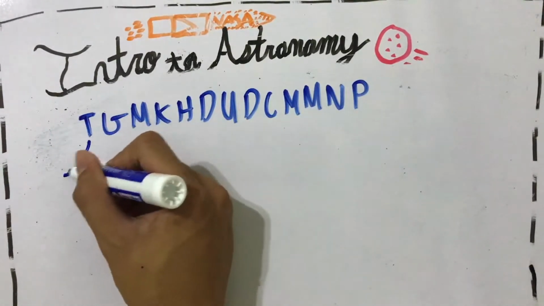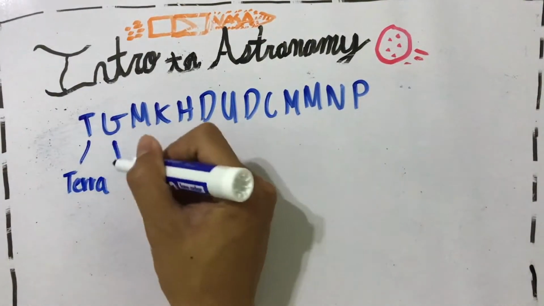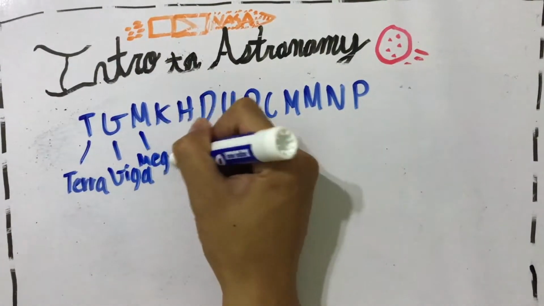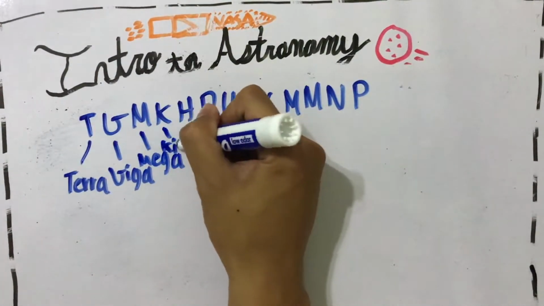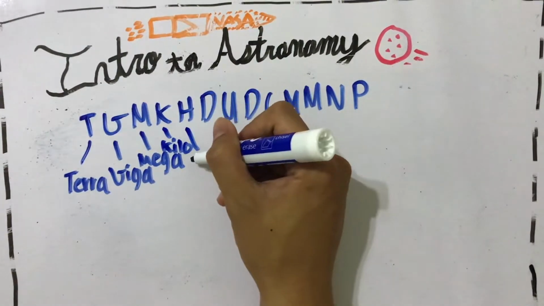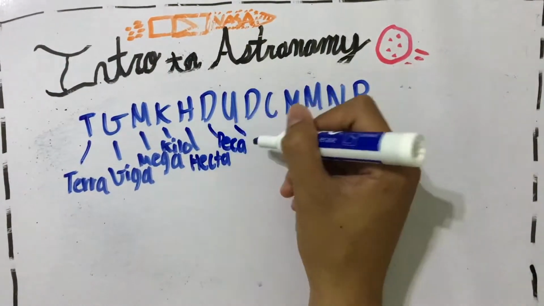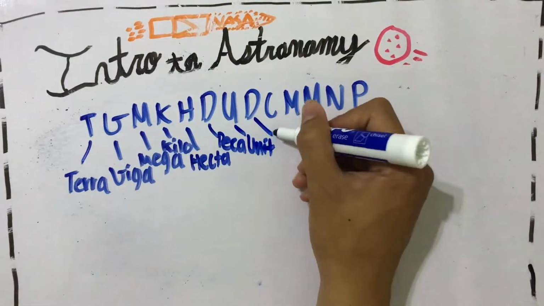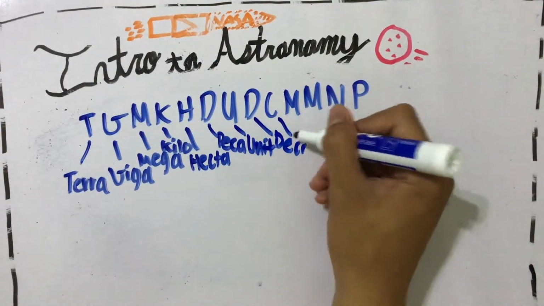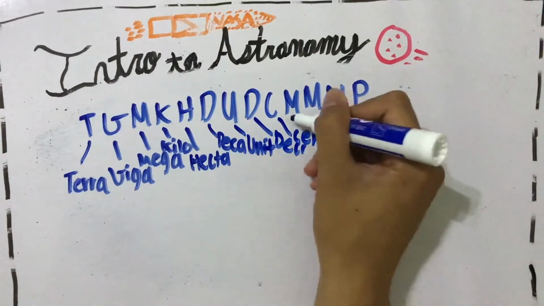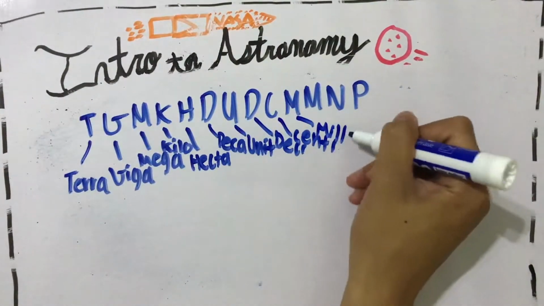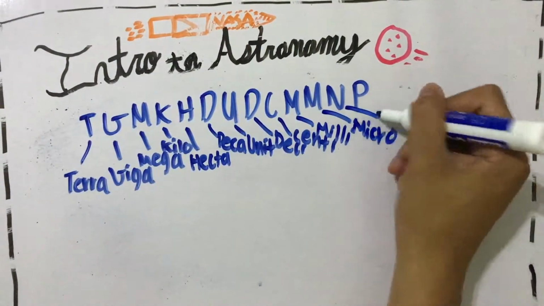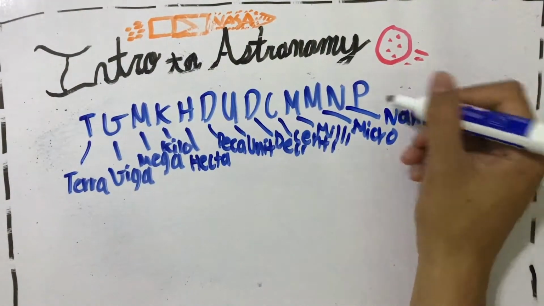And this one is tera, giga, mega, kilo, as you know, is 1,000, hecta, which is 10, deca. This is just your unit, deci, centi, milli, micro, nano, and pico.